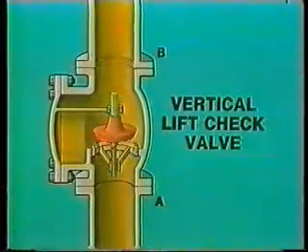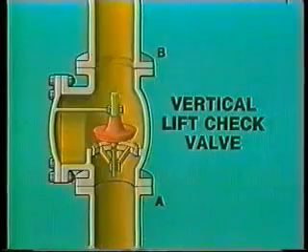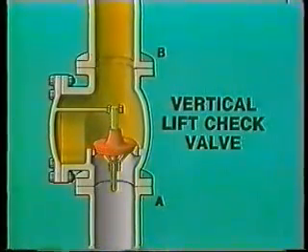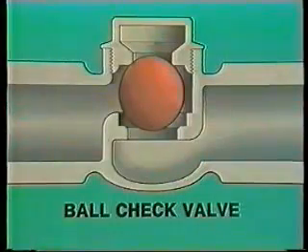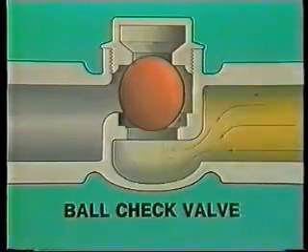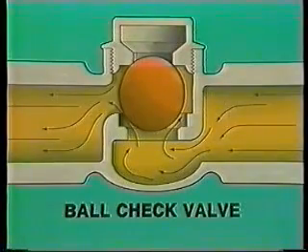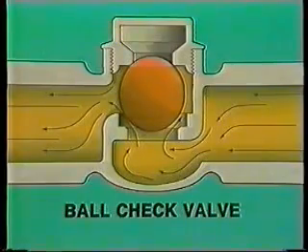This is a vertical lift check valve. When the flow from A to B stops, the disc drops back to its seat. Flow from B to A can't occur. The vertical lift check valve can't be installed horizontally. Flow, pressure, and gravity also operate ball check valves. Instead of a disc or gate, a ball controls the opening of this valve. Ball check valves are manufactured in both horizontal and vertical designs.